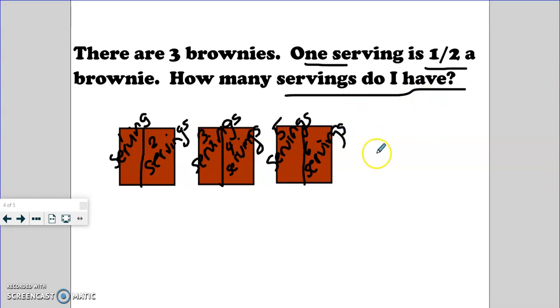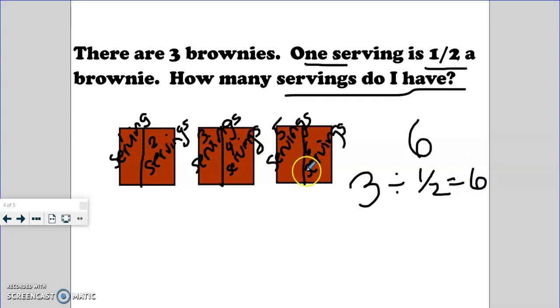So how many servings do I have? 6. And I forgot to write the problem again. Sorry, guys. It's 3 divided by 1/2 equals 6. Because there are 6 halves in 3 brownies.